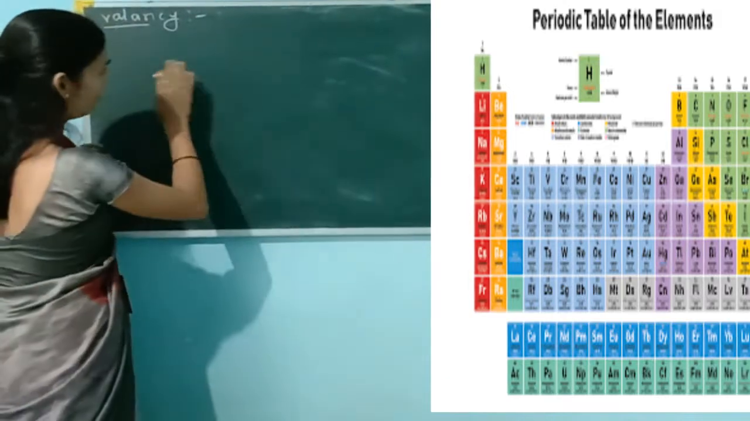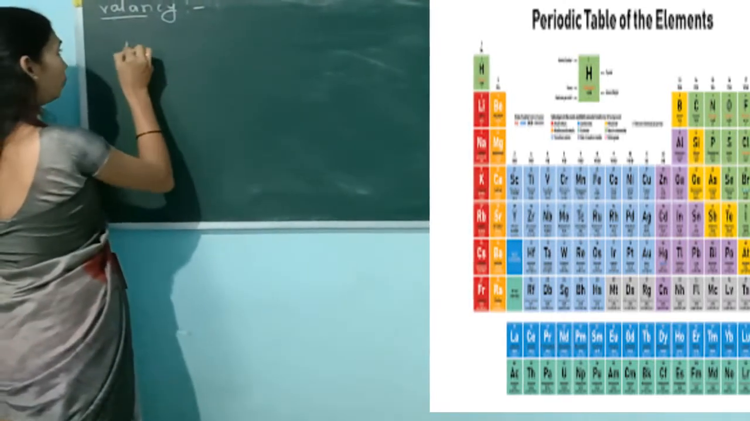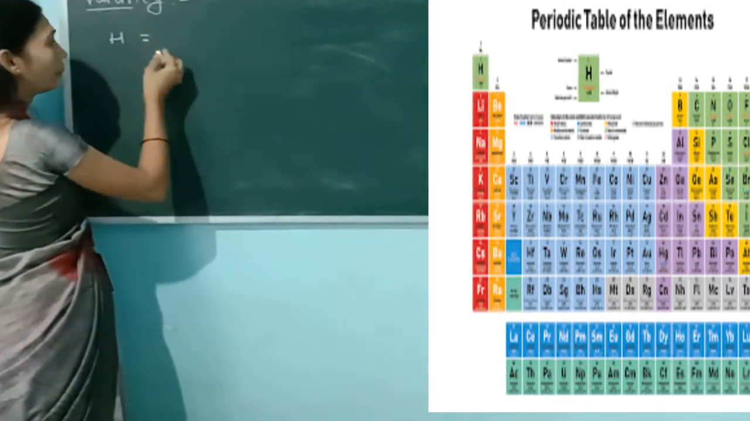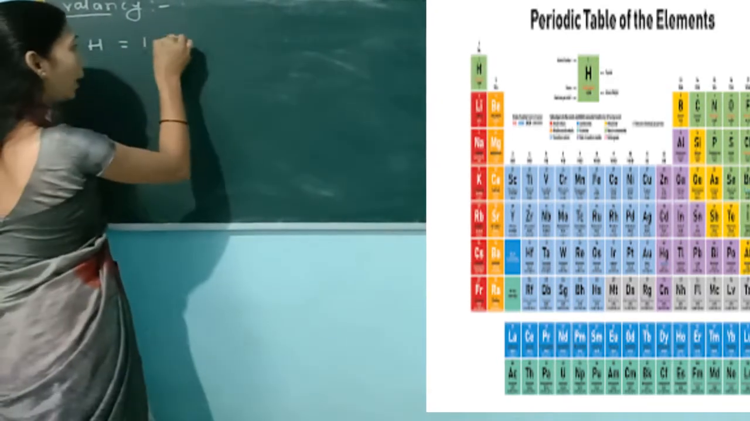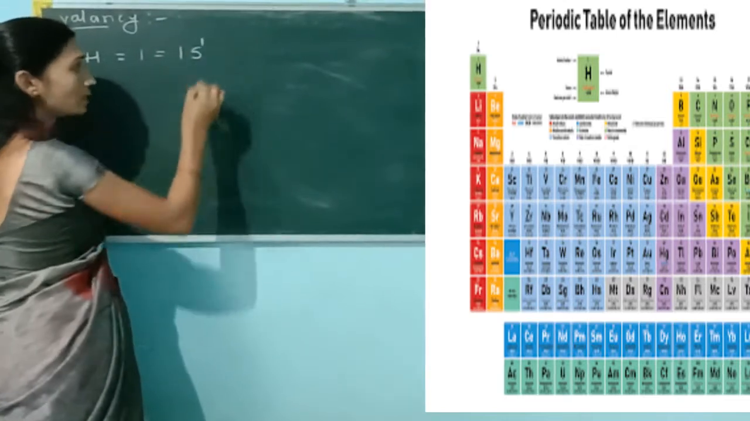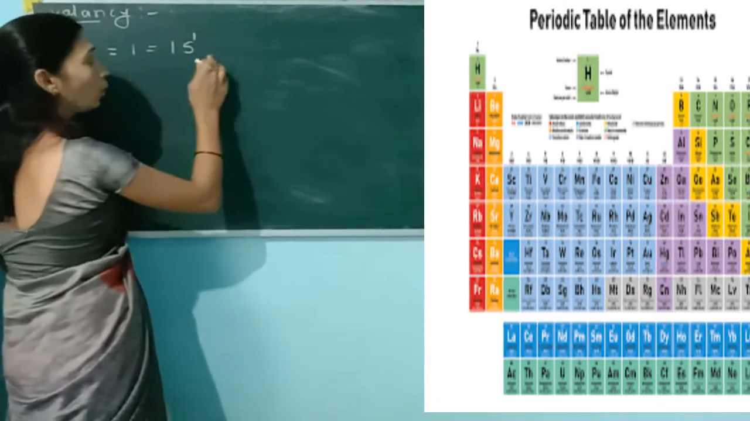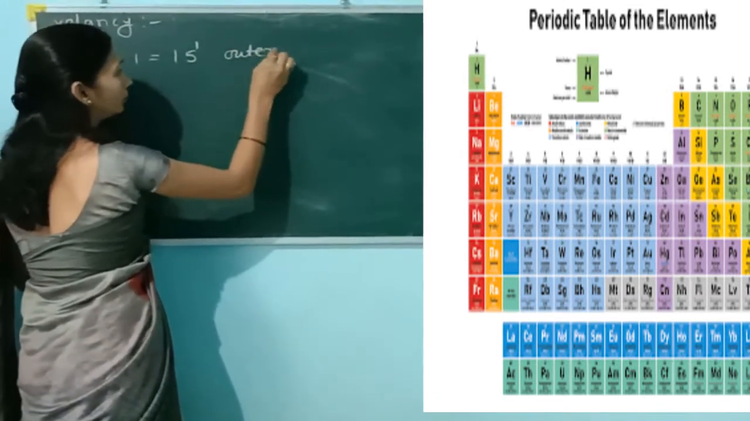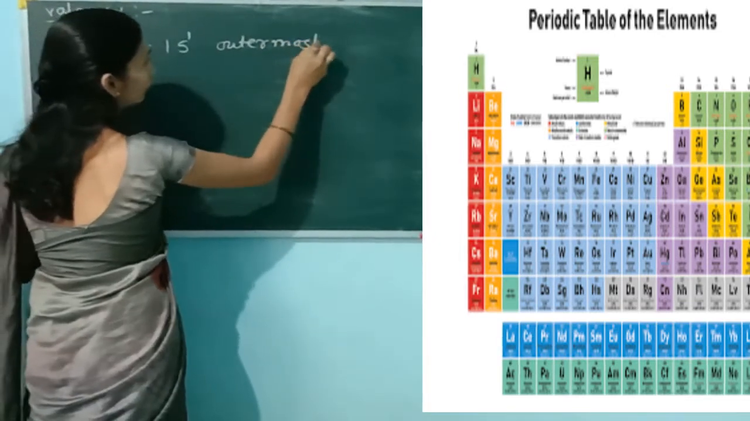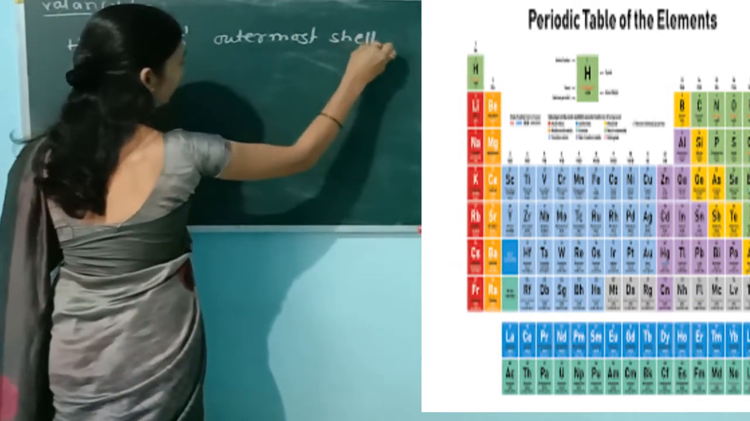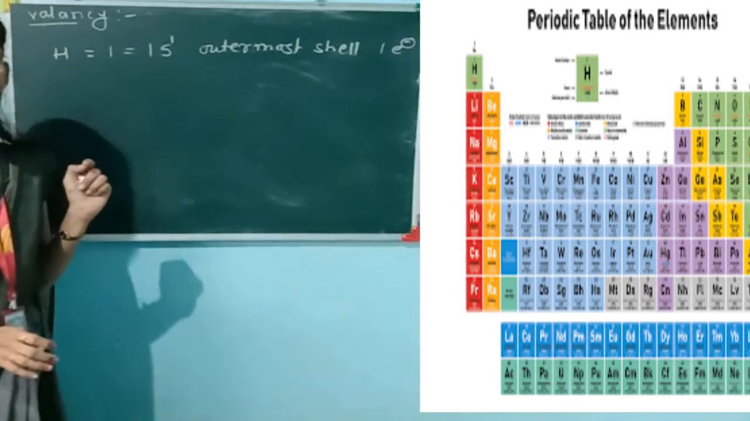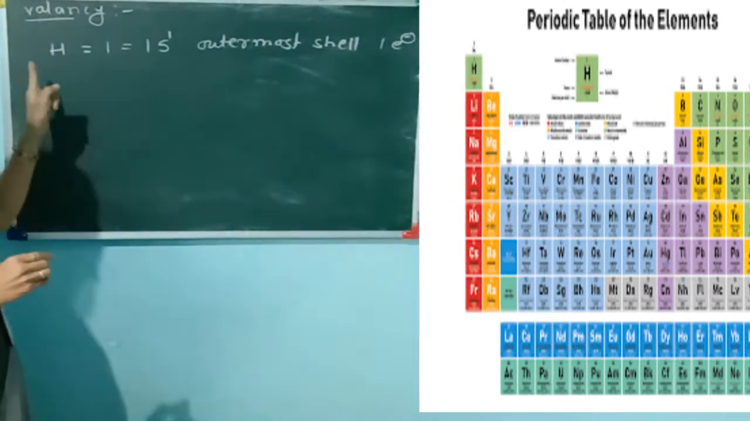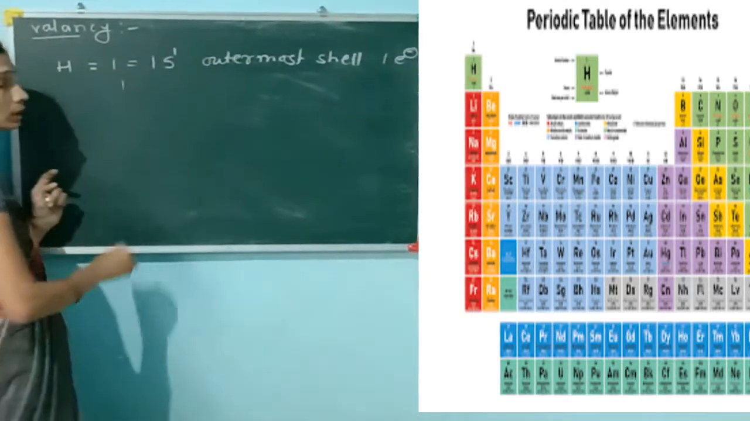Valency of some elements. The first element we write here is hydrogen. Hydrogen has atomic number 1. It has electronic configuration 1s1, that means the outermost shell has 1 electron. That 1 electron is the valence electron. Therefore, the valency of hydrogen is 1.